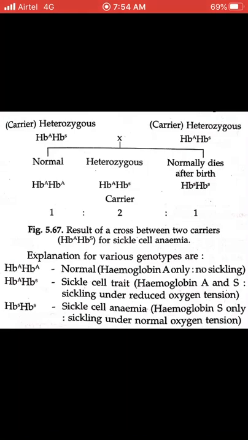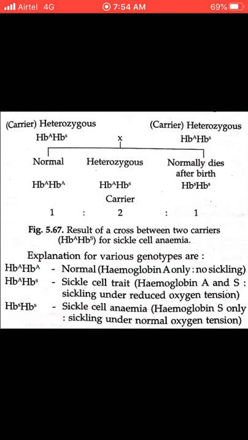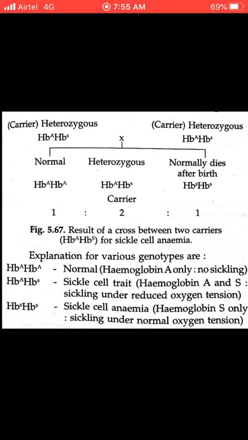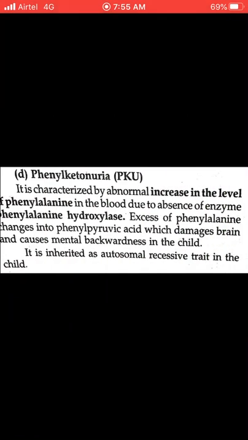Carrier, heterozygous carrier: when both the carriers, both the affected F1 generation, get crossed over, then what do we get? We get the normal one, two carriers, and one that normally dies after birth, meaning a lethal condition. So this is the crossing over that we have studied in the monohybrid cross. The same cross we will do, attaching a carrier on top with a certain chromosome. Okay, these are the sickle cell anemia traits.